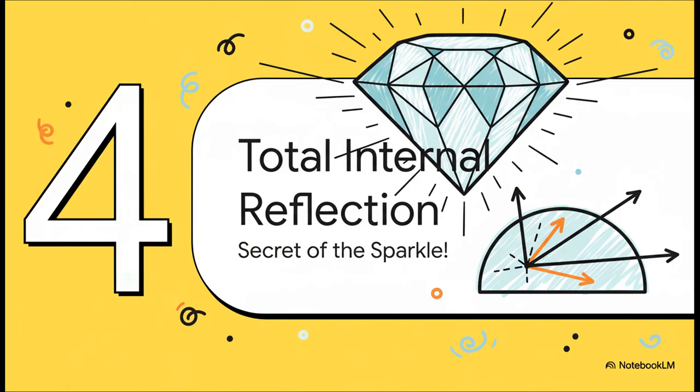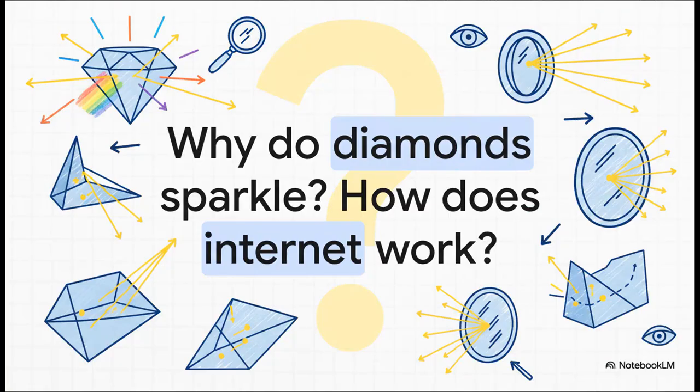Okay, now for one of my favorite topics, something truly magical, total internal reflection, or TIR. And this isn't just some boring theory, Beta. This is the real science behind why diamonds sparkle and how your internet works. Now really, have you ever thought about it? What makes a diamond so sparkly? Or how do you get to watch all those YouTube shorts and Instagram reels on your phone without any buffering? Well, the answer to both those questions is this amazing concept, total internal reflection.